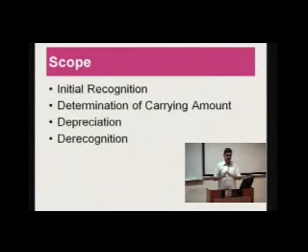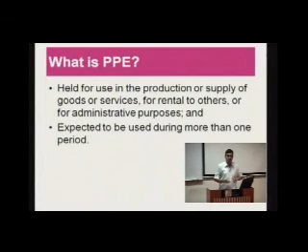It talks about the initial recognition, it talks about the carrying amount of the assets, then the methods of charging depreciation, and finally derecognition. But what is this property, plant and equipment, and how different is it from the fixed assets which are already shown? Property, plant and equipment is held for use in the production or supply of goods or services, or for rentals to others, or for administrative purposes. That's the definition of PPE under IAS 16.